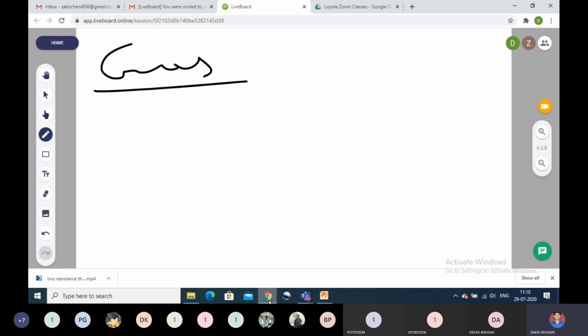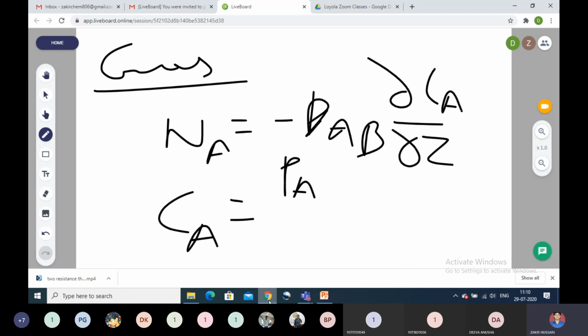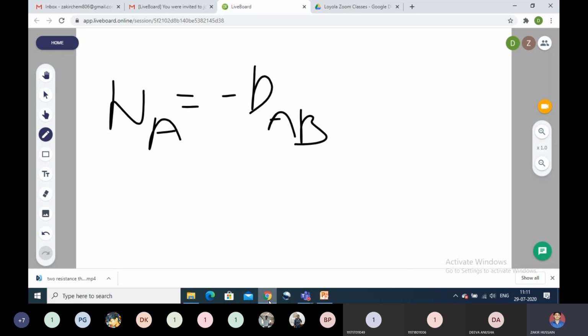Similarly for the gas phase, when we are writing Fick's first law of diffusion for the gas phase, we have to say Na is equal to Ja. So Ja is equal to minus DAB dou Ca by dou Z. Then for gases we already know Ca, the concentration, is expressed by the ideal gas law as Pa by RT. So this Pa by RT we need to substitute here.